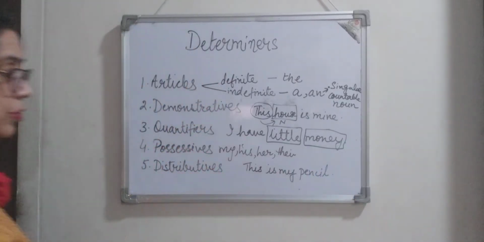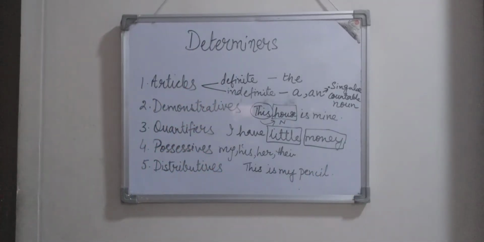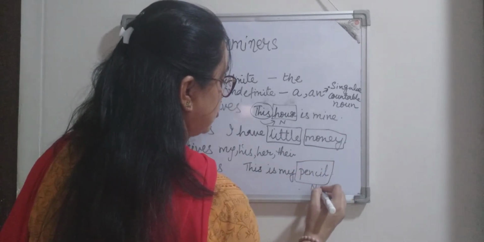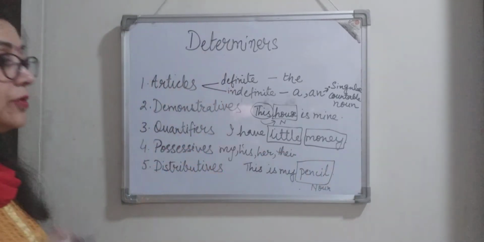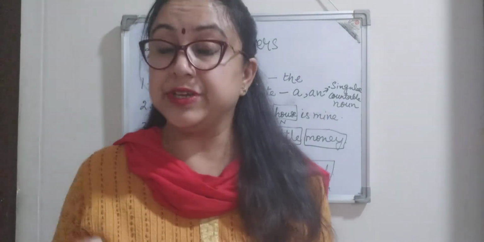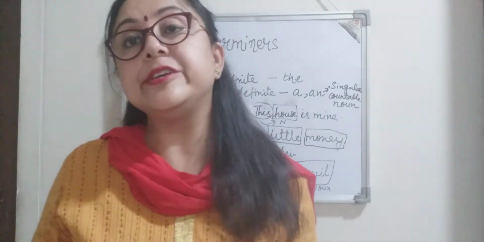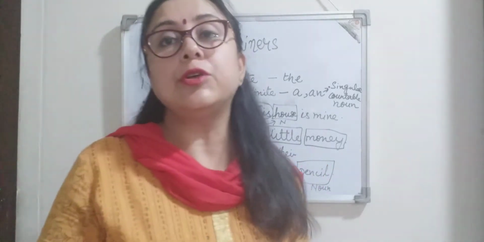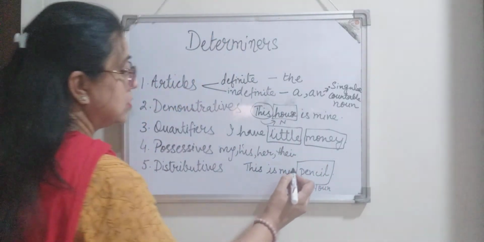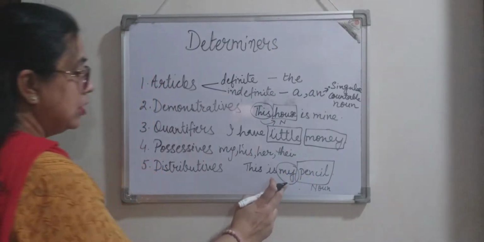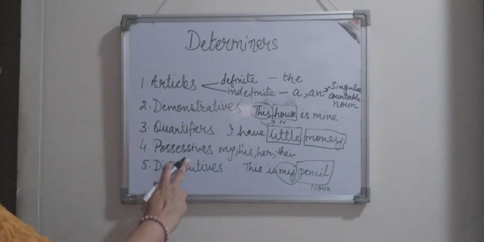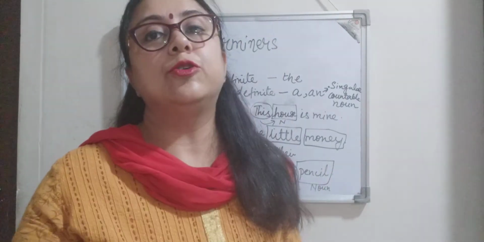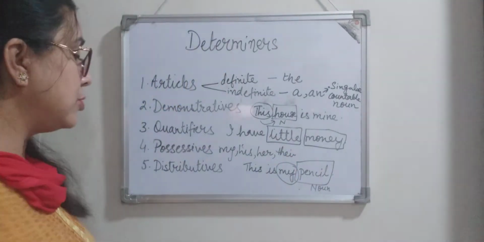pencil. So here in this sentence, of course, the word pencil is the noun, isn't it? And which word gives us more information about the noun? Which word shows the possession of the noun? Of course, the word my. So, my is a possessive, which is again a determiner, right? So I hope possessives are also clear to all of you.